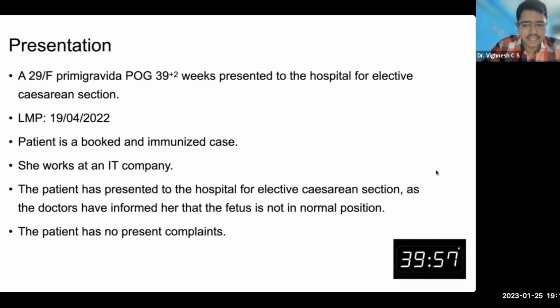Good evening, sir. Respected dignitaries. I'm here to present a case of a 29-year-old female, primary gravida, in the post period of gestation of 39 plus 2 weeks. She presented to the hospital for elective cesarean section. She had her last menstrual period on 19th of April 2022. She's a booked and immunized case. She works at an IT company. The patient has presented for elective cesarean section as the doctors have informed her that the fetus is not in a normal position. The patient has no present complaint.